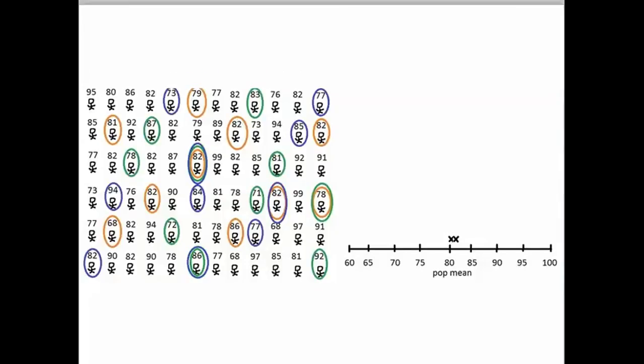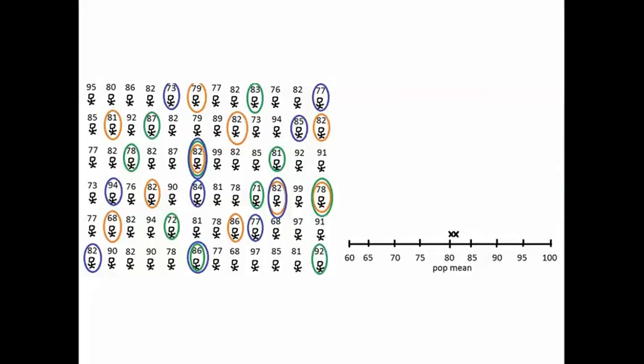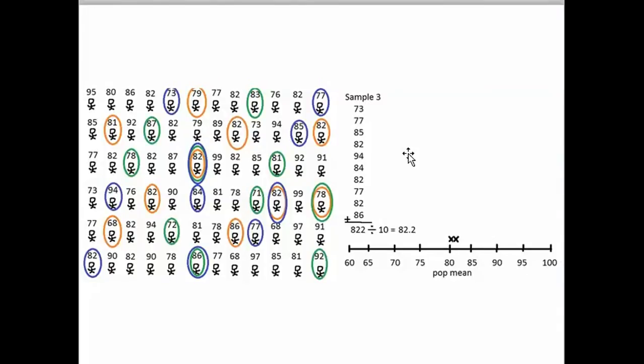Now let's look at a different possible sample of 10 students that could be chosen. The students in the blue circles are another possible sample of 10 that could be chosen, and they have their own sample mean. If you add their 10 exam scores and divide the total by 10, their sample mean comes out to 82.2, which is about right there.